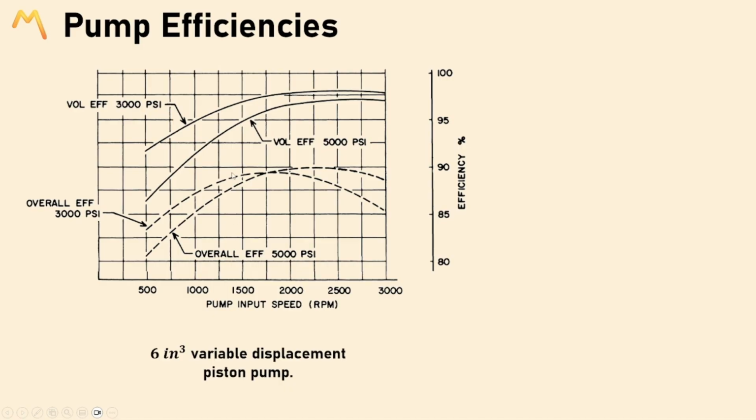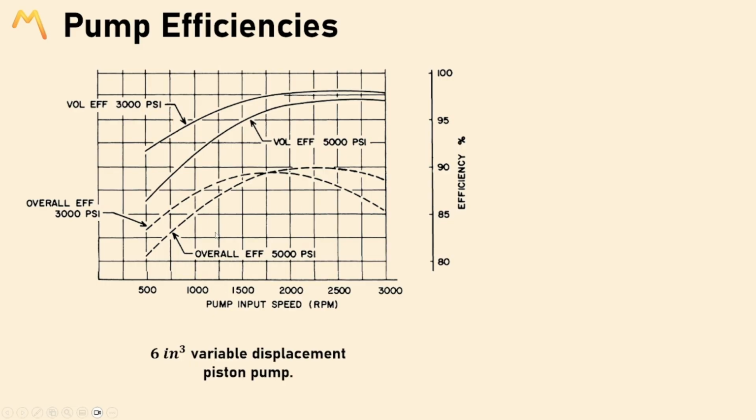We also have two sets of curves here. The solid lines represent the volumetric efficiency, and the dashed lines represent the overall efficiency. The reason that there's two is that for both of these, the top curve represents the pump operating at 3,000 psi, and the bottom curve represents the pump operating at 5,000 psi.